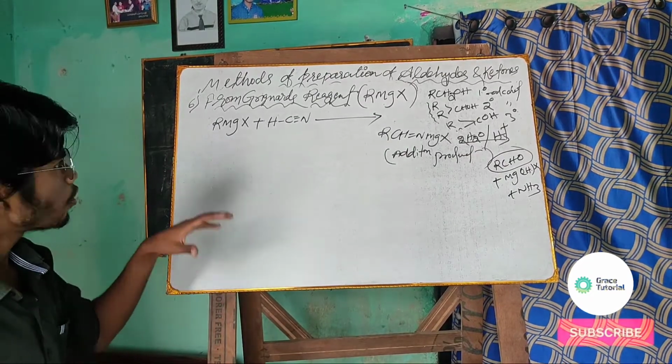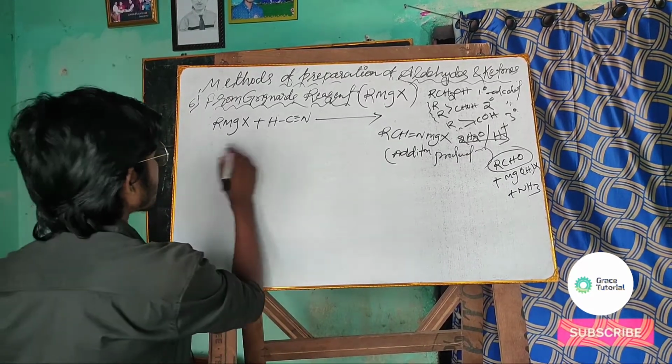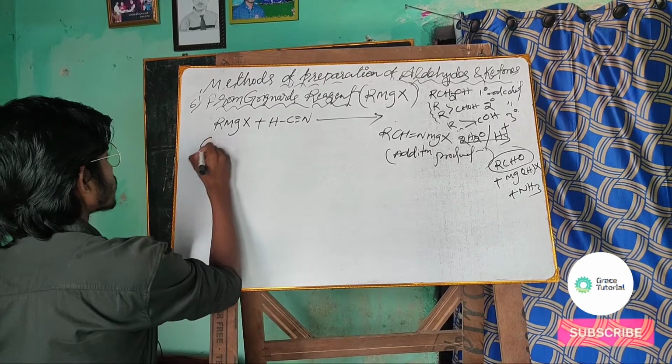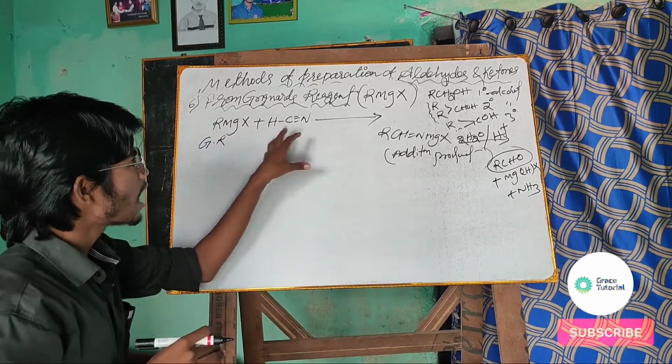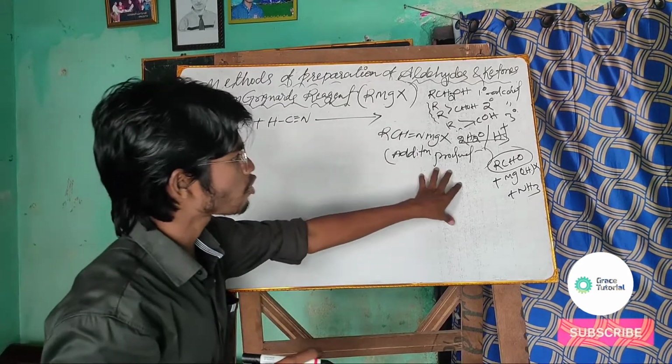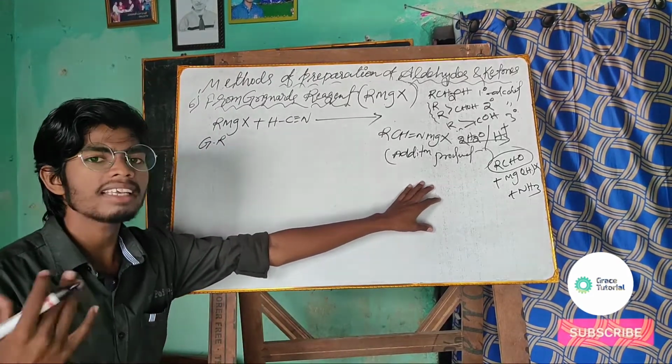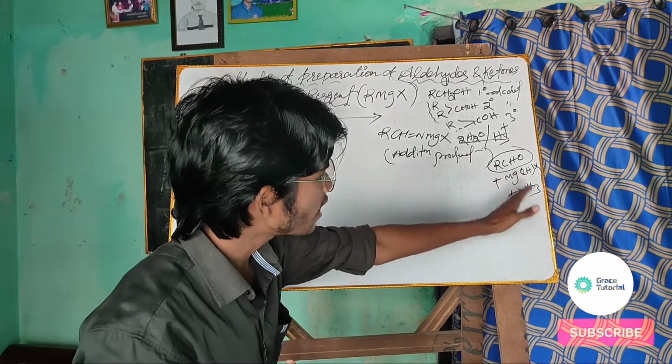This is basically the chemical reaction. Here it is Grignard's reagent, so Grignard's reagent and hydrocyanic acid. At first, what will happen? The addition product is obtained, and then followed by acidic hydrolysis, the aldehyde results.